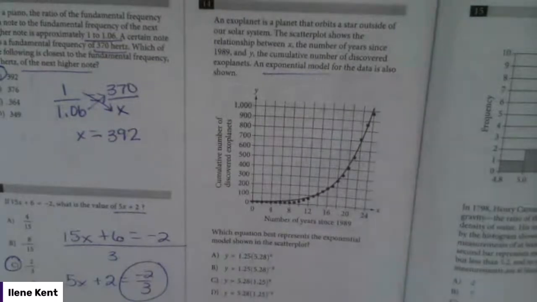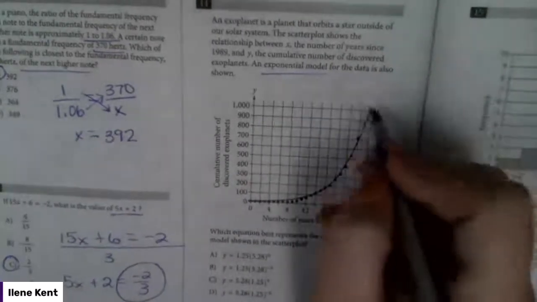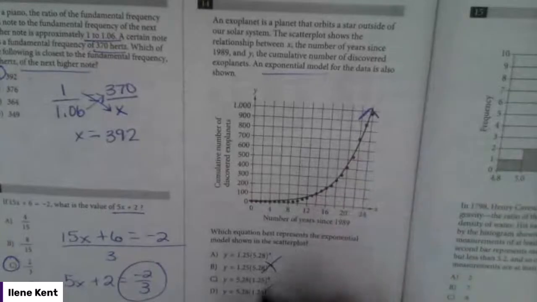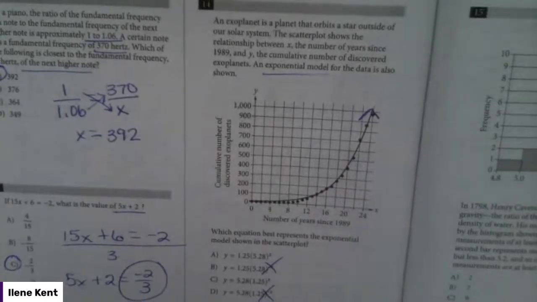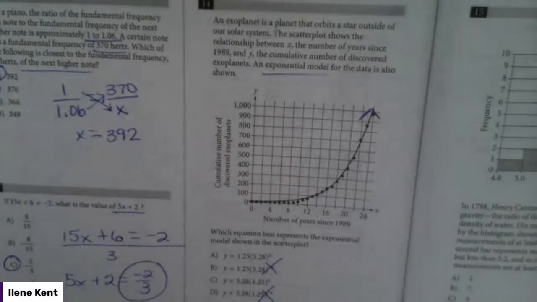Well, the exponential model is positive. It's going this way. So I'm going to go ahead and X out B and D with the negative. And that's going to leave me with two options, option A and option C.